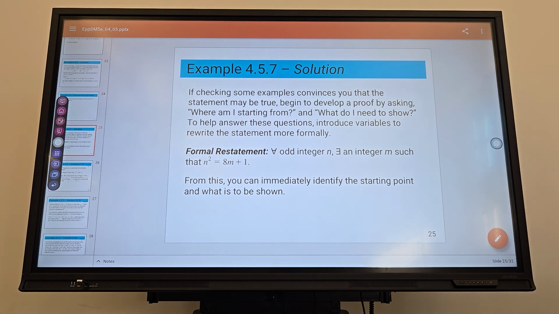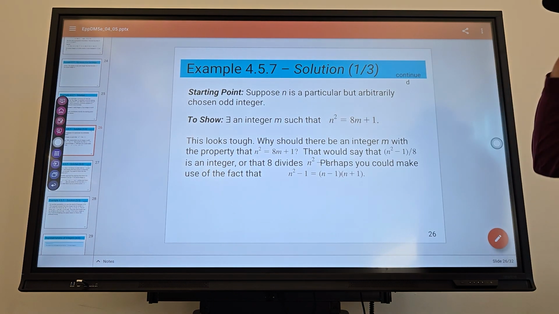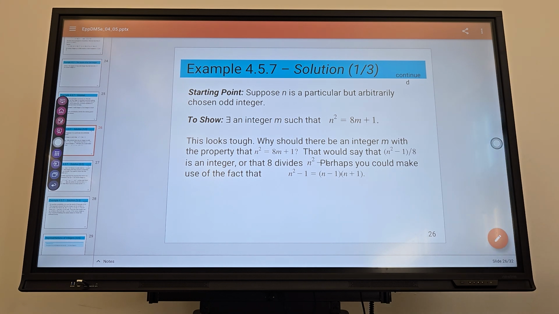Formal restatement, first of all. What do I need to show? And where do you start from? And then what do you need to show? Formal restatement: for all odd integers n, there exists an integer m such that n squared equals 8m plus 1. Starting point: suppose n is a particular but arbitrarily chosen odd number. Show there exists an integer m such that n squared equals 8m plus 1.